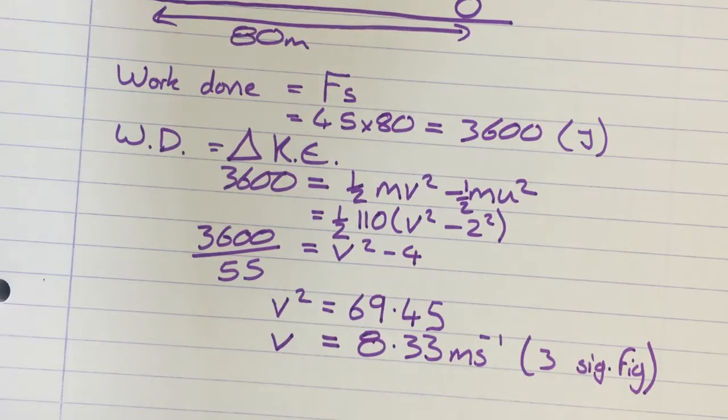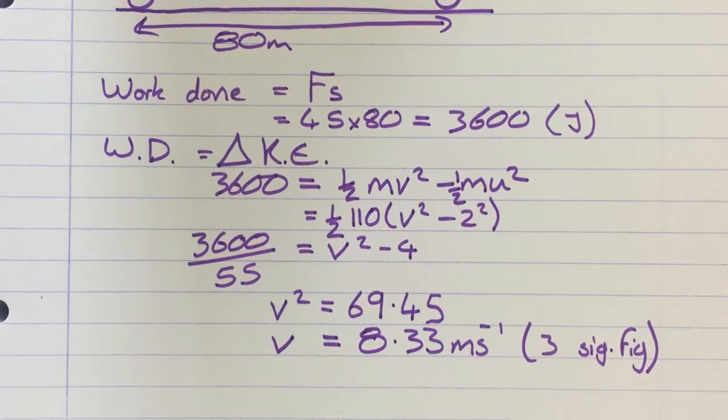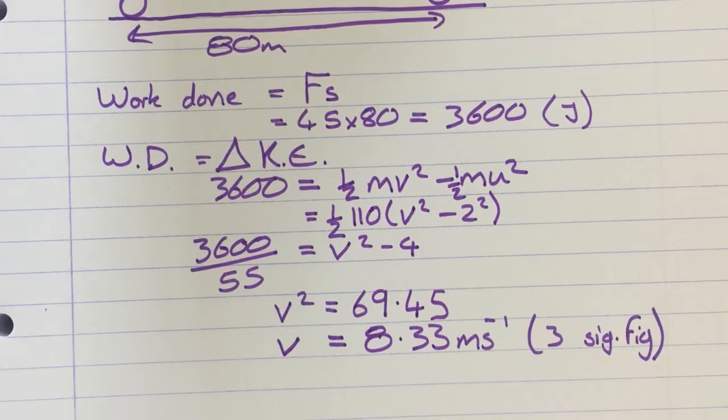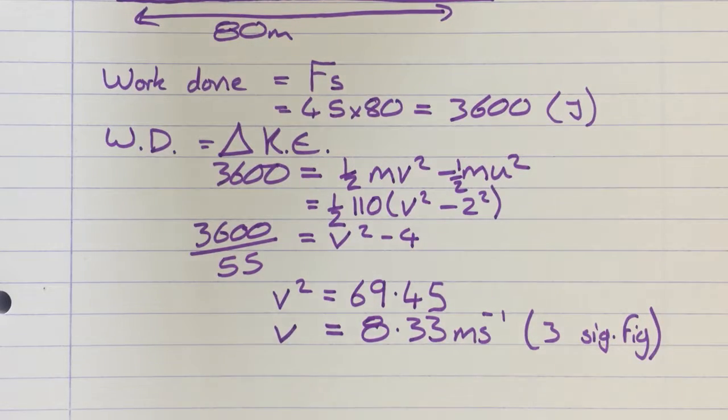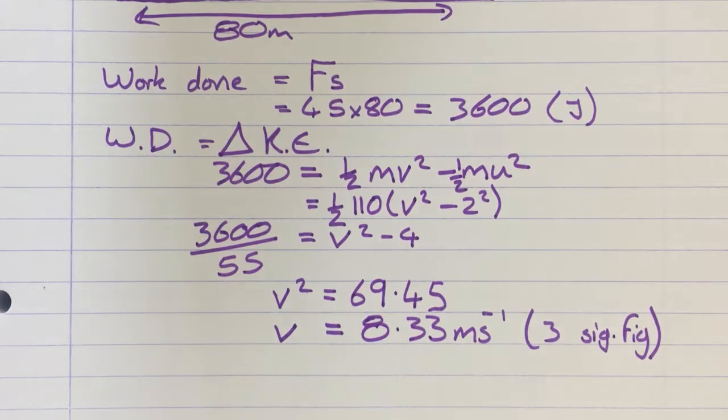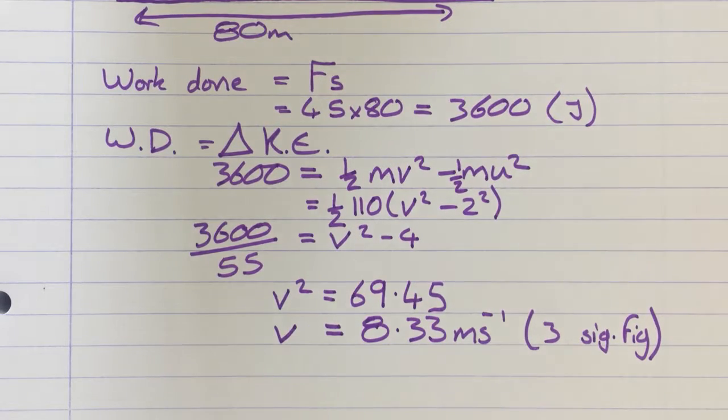And that's it done. That's the final velocity calculated. Let's straighten that up a bit. That's the final velocity calculated given those initial conditions. And that is how work, kinetic energy, gravitational potential energy and work done all linked together.